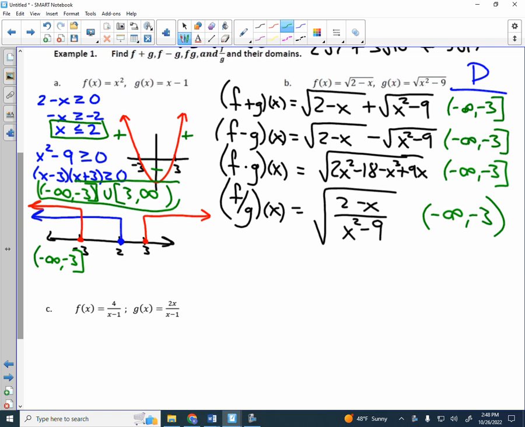What's that? So here we're including the negative 3 because of our graph. It says negative 3 is included with both the blue and the red. But for division, if you were to plug in negative 3 here, you would get negative 3 squared is 9, minus 9 is 0. And you can't have 0 in the denominator. So therefore, we have to not include the negative 3.